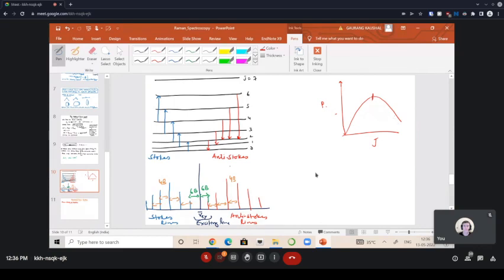That's why I have shown here that the intensity close to the exciting line is lower, and it goes on increasing up to a particular value of J. But after that it is decreasing like this. So these will be the probabilities.